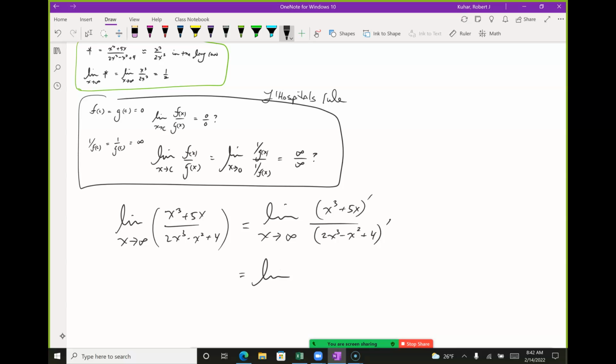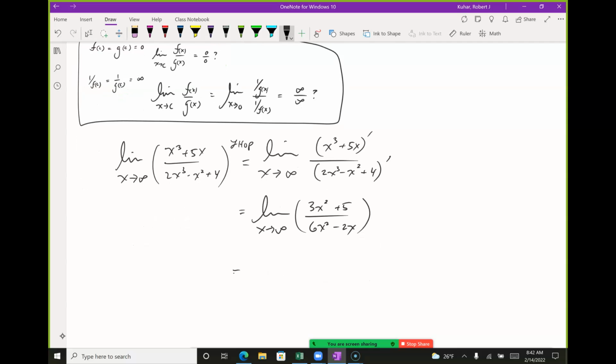So what do I get upstairs? I get 3x squared plus 5. And downstairs I get 6x squared minus 2x. Everyone agree? Yes. So I saw that I got infinity over infinity for my first limit. I did my derivatives, and then I'm going to evaluate my limit again. Well, guess what I get? x squared upstairs, x squared downstairs, infinity over infinity.